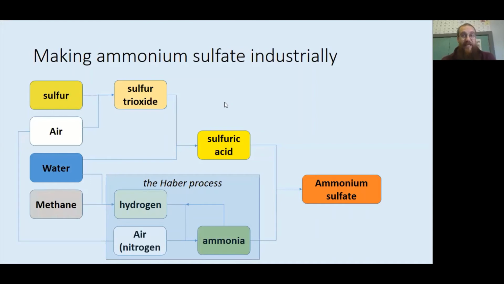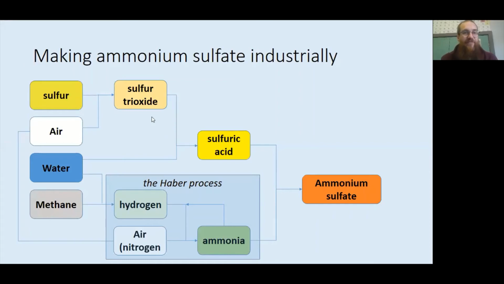Ammonium sulfate is made industrially through what looks like quite a complex process. In actual fact, you only need 4 ingredients to make ammonium sulfate. You need some sulfur, air, which contains 2 of the components that we need, the nitrogen and the oxygen, water, which is in plentiful supply, and methane, which is natural gas.